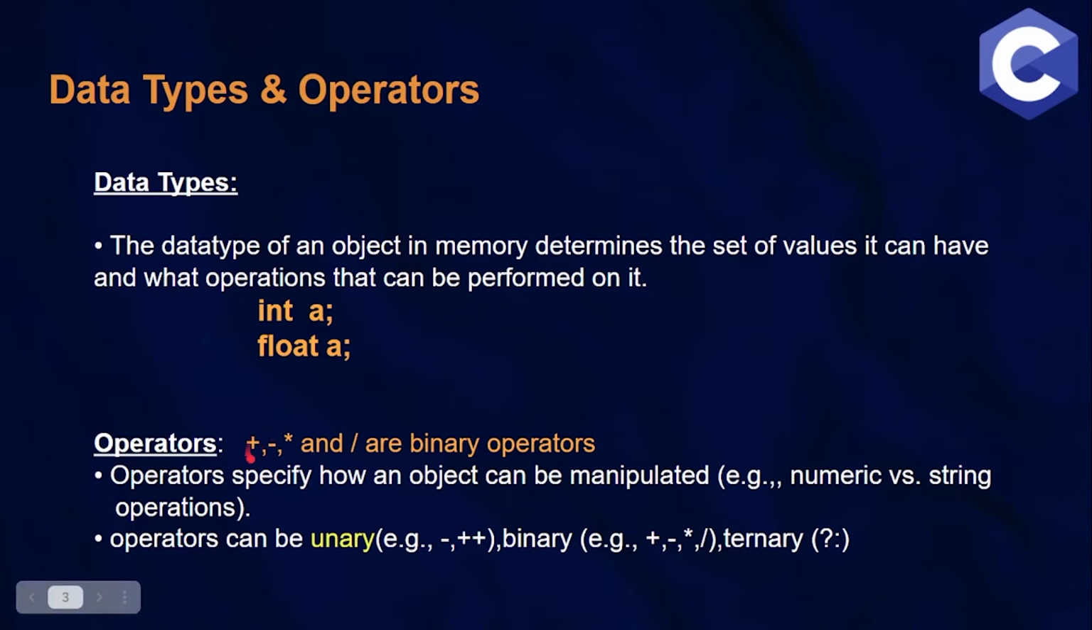So plus, minus, multiplication, and division are binary operators, because every time you perform addition, subtraction, multiplication or division, you will be dealing with only 2 operands.